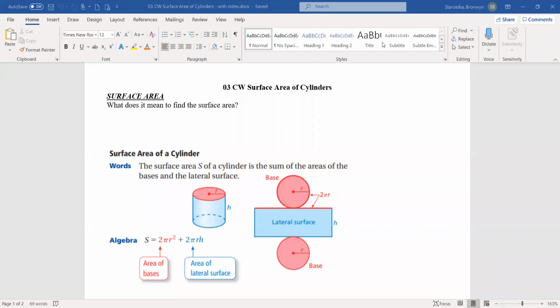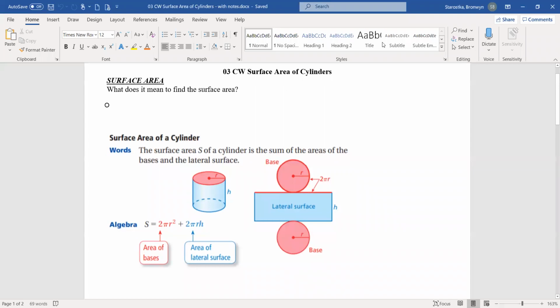Okay, here we are, day 3 of surface area and volume. Today we're going to talk about the surface area of a cylinder. So our first question, what does it mean to find surface area?